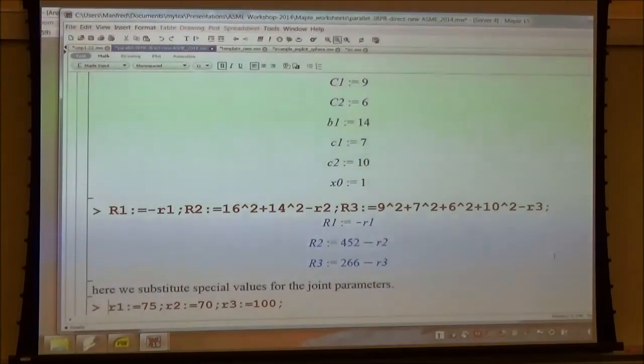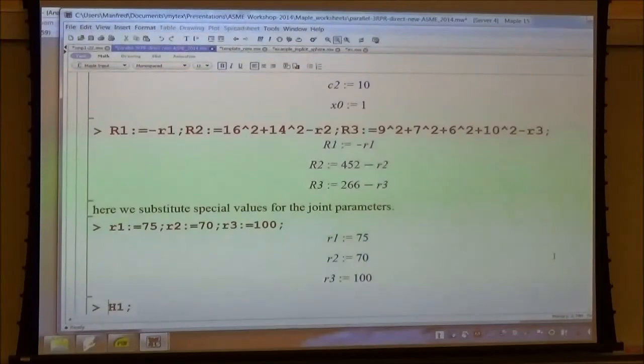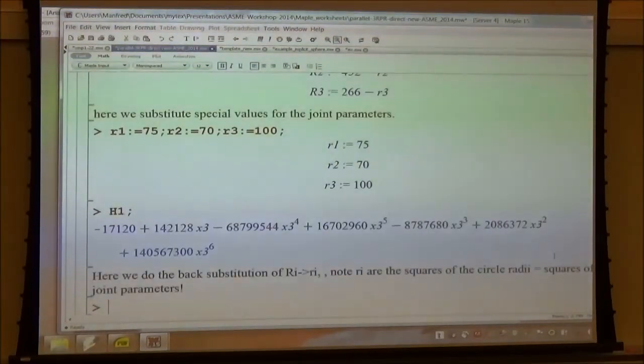This is done here. R1, R2, and R3. Please be aware, in this worksheet, R1 stands for the square of the leg length. So these are the coordinates. Now you can solve. And now what you see is the funny thing. Once you have specified these coordinates, the univariate polynomial fits in one line.